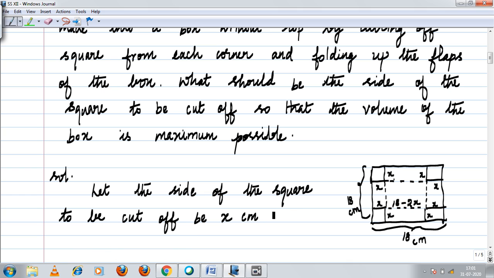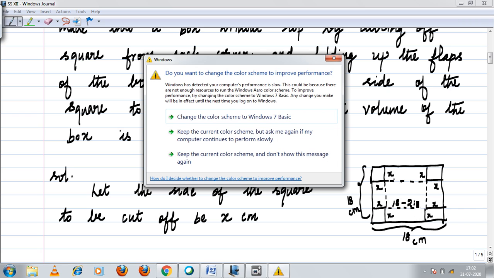Then from that, you see the total length is 18 centimeter. It is also a square sheet, right? From each corner you have removed x, and x means the length of this portion. See, I am scrolling this, you see: 18 minus 2x, right? 18 minus 2x.